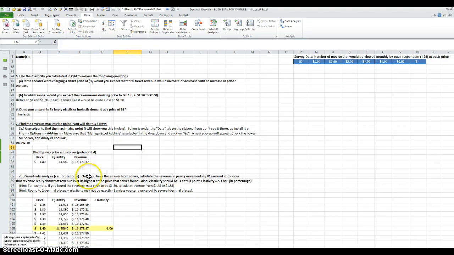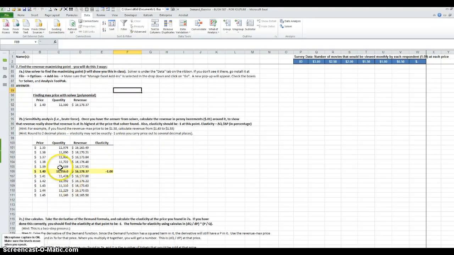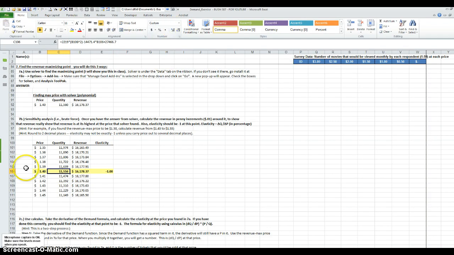In 7B, what I say is, okay, take some points around the price you find here. In this case, I'm saying $1.40. You should find $1.32 if you've done it correctly. And what you're going to do is just move in penny increments around. So I just did 5 cents below and 5 cents above.